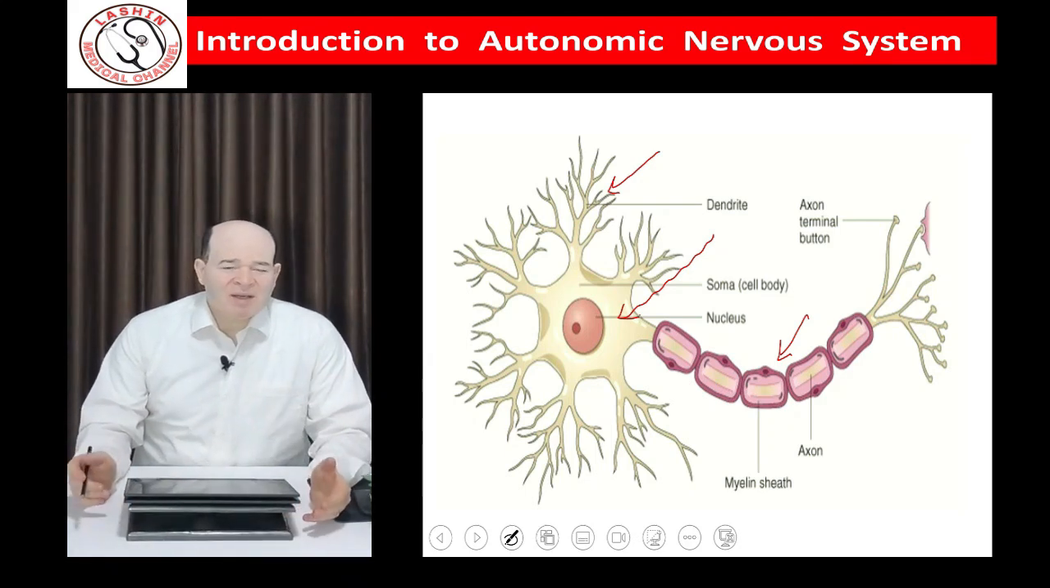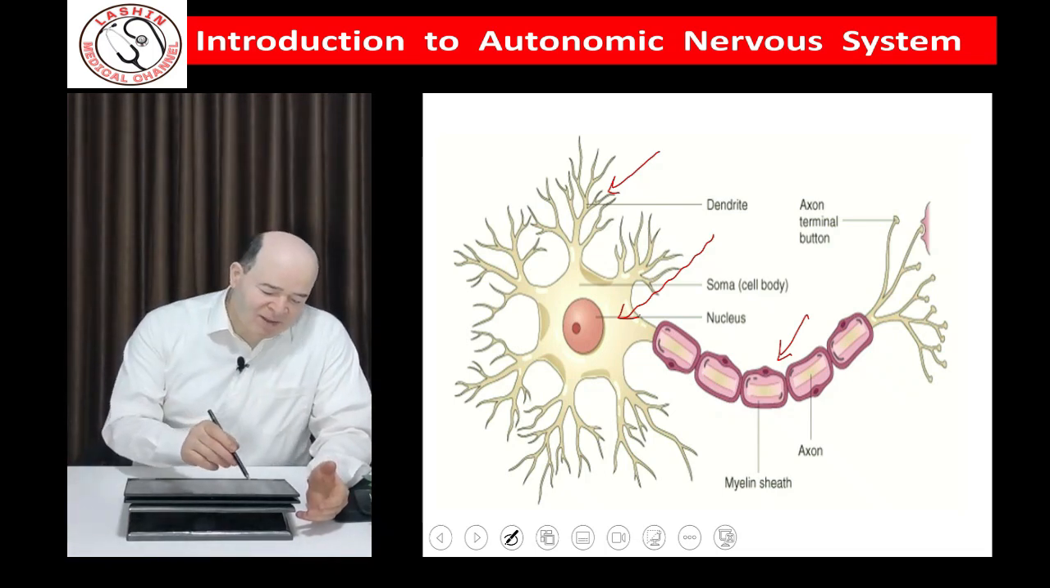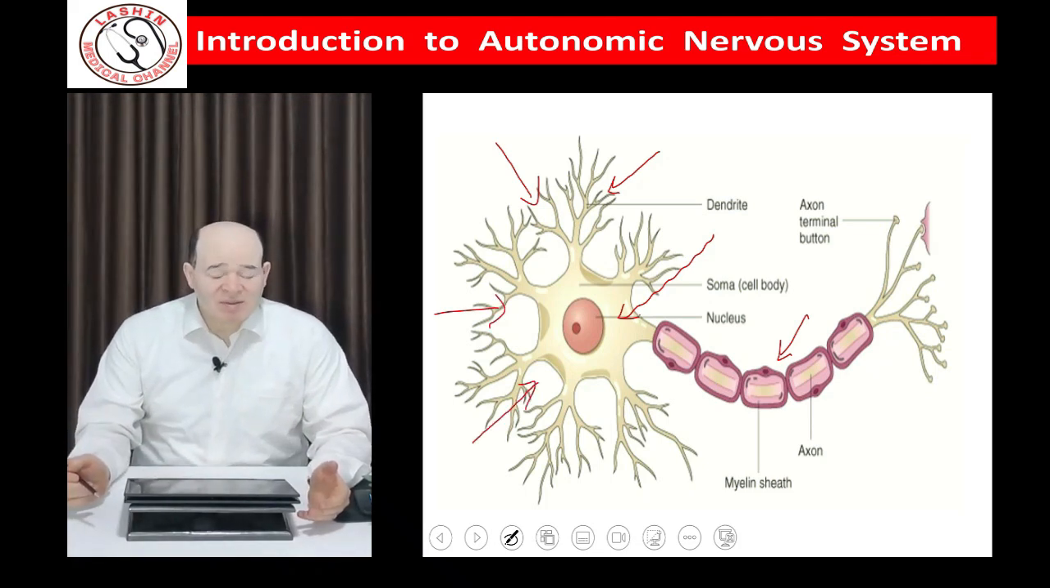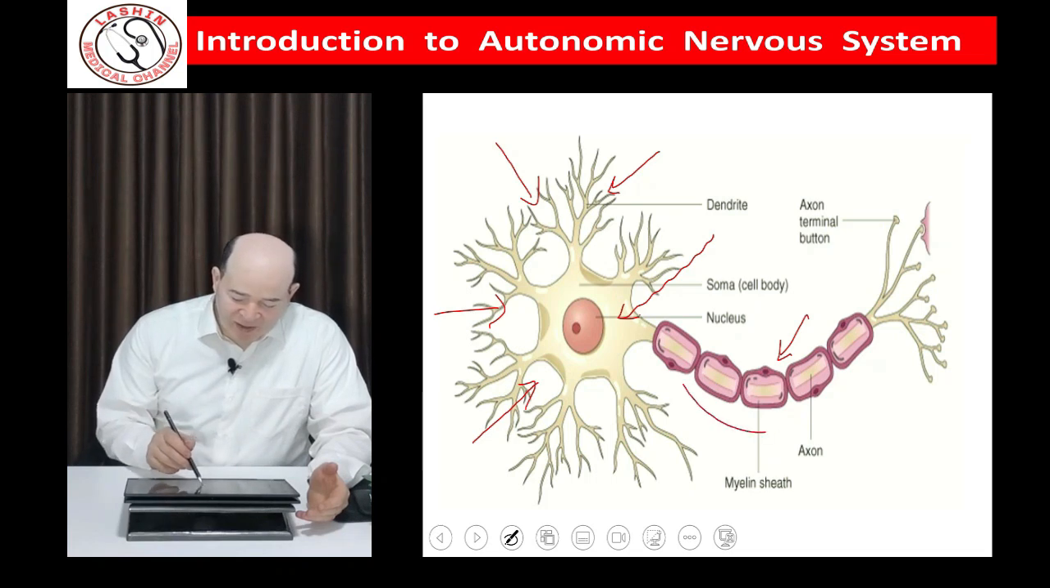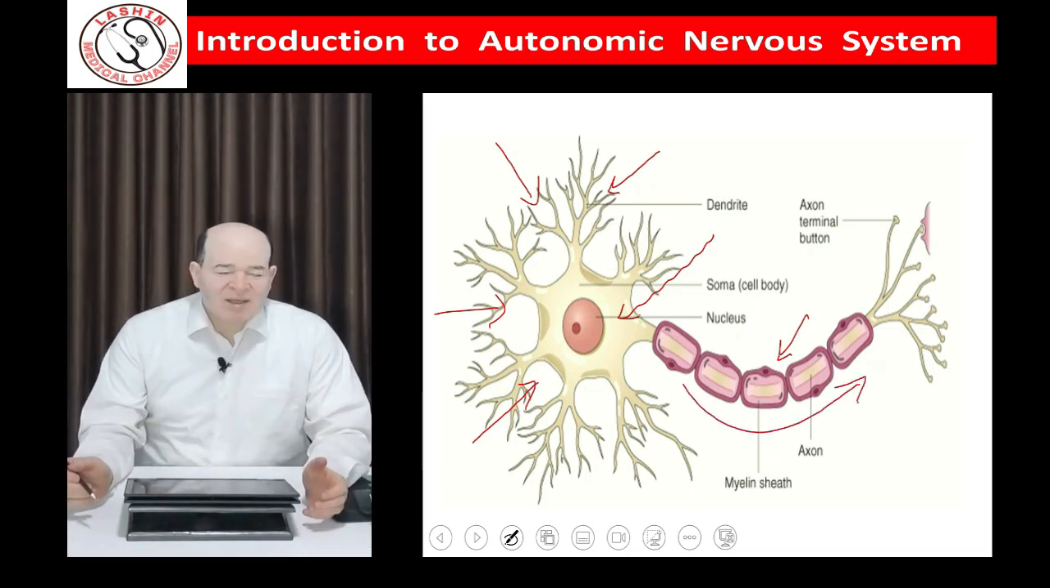The dendrites are multiple and short branching, while the axon is a single long process. The dendrites collect impulses and direct them towards the cell body, so they act as a receptive surface. However, the axon conducts impulses away, it sends impulses away, so it acts as a conducting surface.